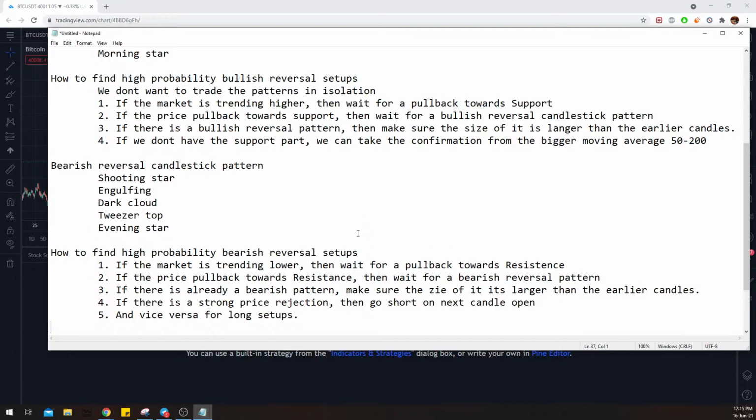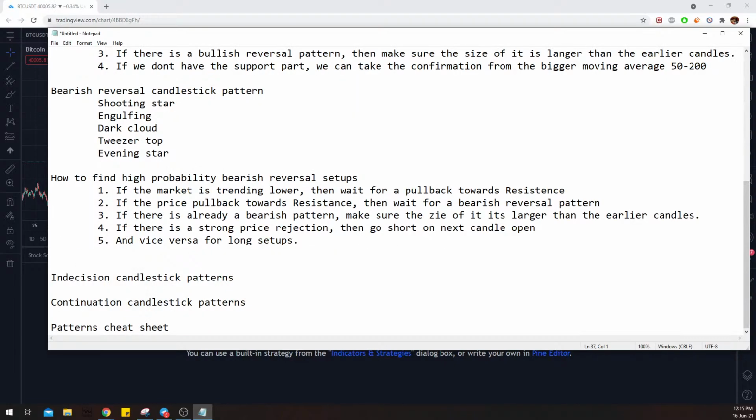You know. So yeah, we kinda have them. I'm just going to put only one for the indecision, and in this case for the indecision I'm going to put, if you want, the spinning top, and at the same time of course the doji. So yeah, give me one moment.